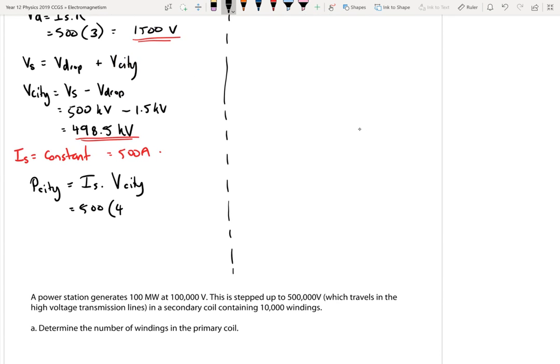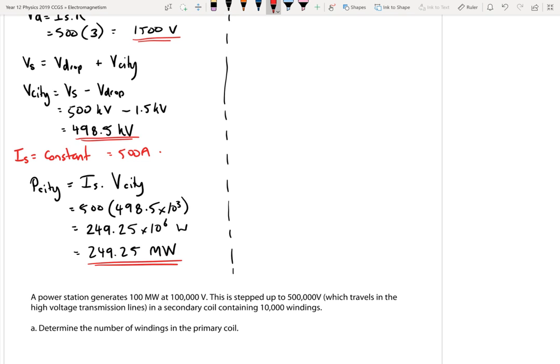500 by 498.5 kilo. We get 249.25 times 10 to the 6 watts. 249.25 megawatts. Okay?